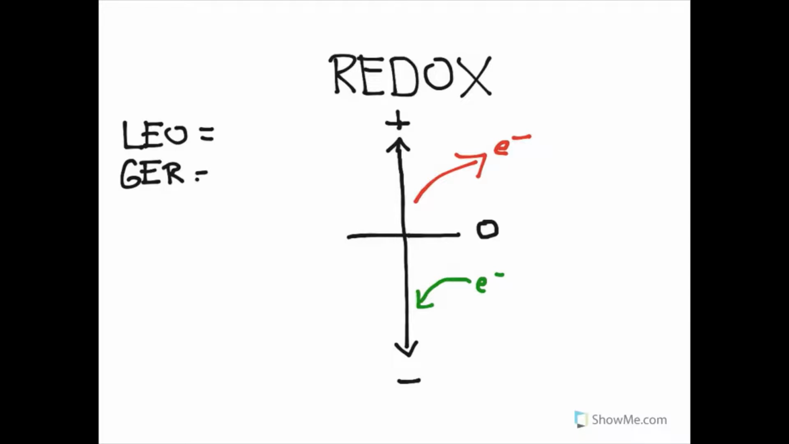So LEO, loss of electrons is oxidation. So loss of electrons, oxidation. So what we have here, oxidation. Okay? Gain electrons is reduction.